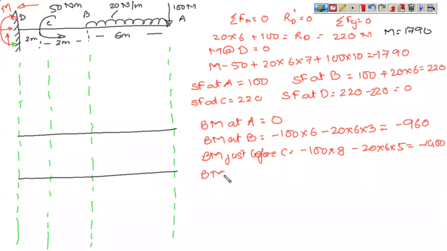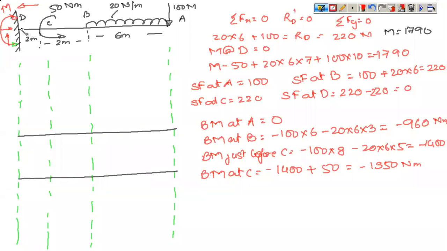BM at C is minus 1400, and this is an anti-clockwise moment. So anti-clockwise moments are positive, so this is plus 50. So you have minus 1350. These are all Newton meters.